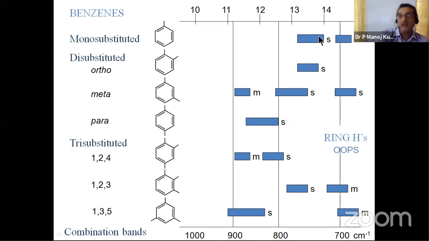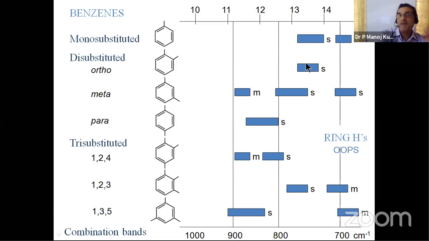700 and 750. If it is mono substituted, CH out of plane bending vibration, two peaks you will get close to each other, a split peak. One at 700, another one at 750. Now, next one, ortho disubstituted. Two groups, am I right? They are very good friends, so they don't split. They will give you a single peak. Around where does it come? At 750. You will get a single peak, 750.